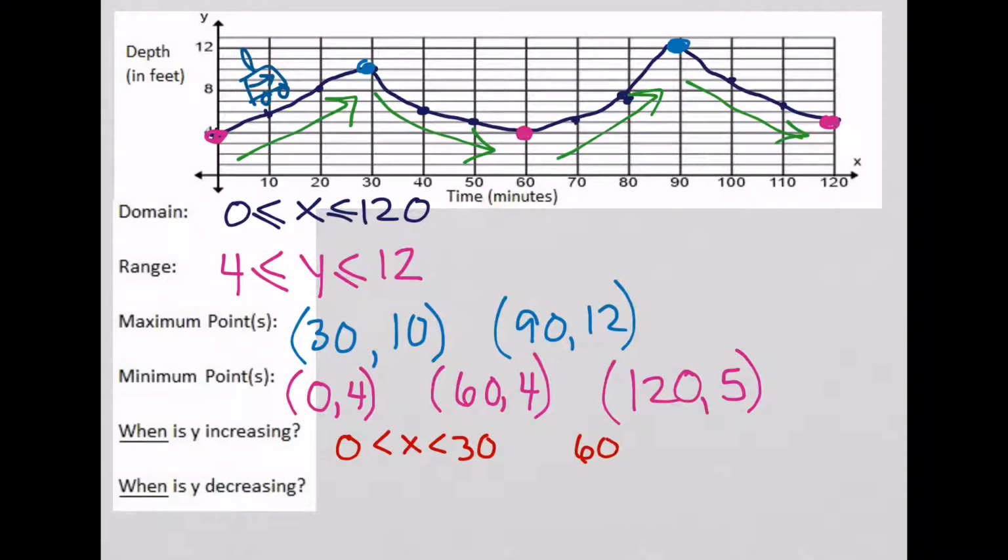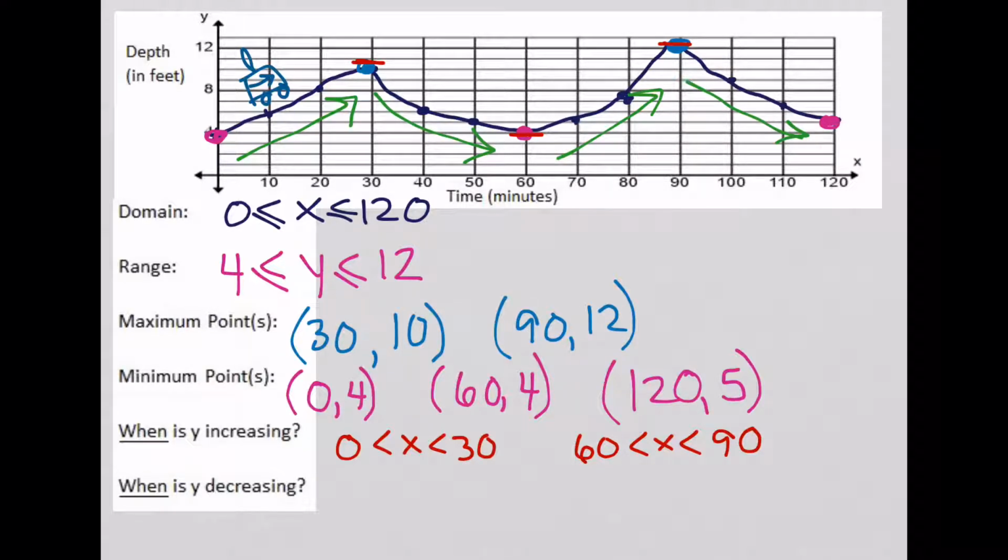It was between 60 and 90. Can I put the little equal to bars underneath there? That's what people want to know all the time. Well, at the actual point of 30 or 60 or 90, you are not increasing or decreasing. You're actually flat. That's that Wile E. Coyote moment where he just hangs in midair for a second and then he starts going down.